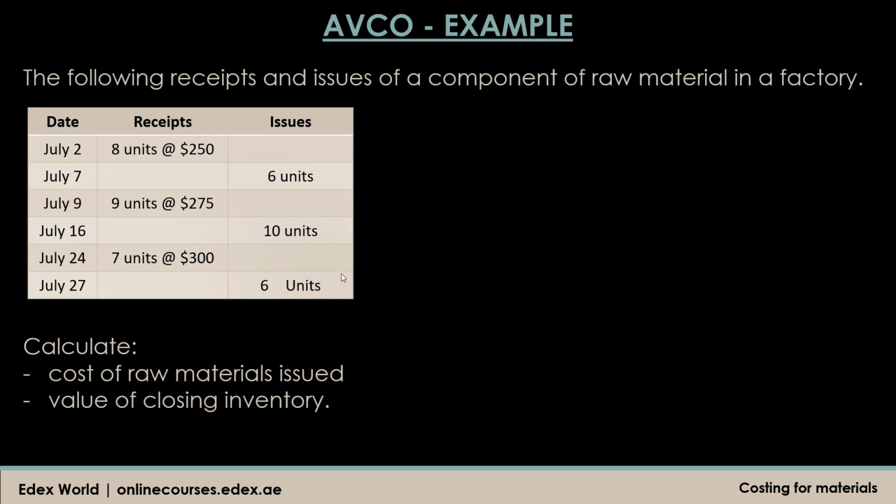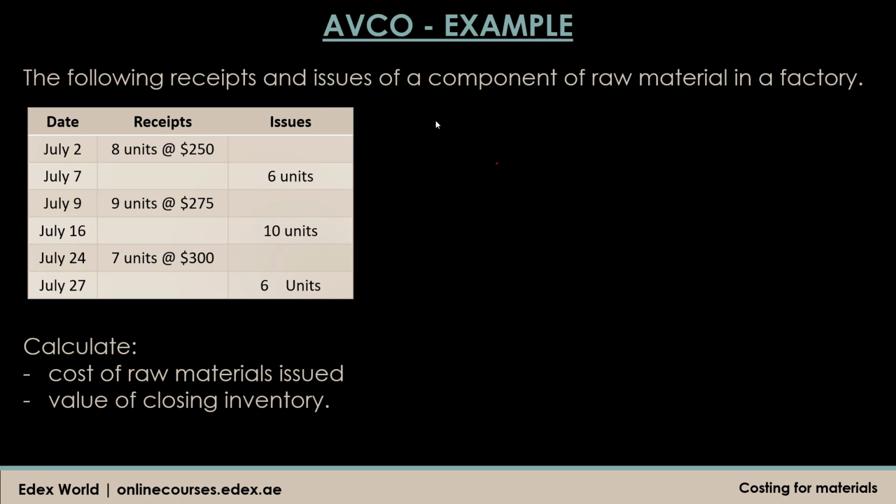The same example now we will be solving using the average cost method. So in the AVCO method, or the average cost method, we clearly cannot always state that the materials that have been issued are from a specific batch of items. So what we do is we try to calculate the average cost of all the items received during the period and then just apply that rate onto the materials issued and the closing inventory. So this way we are just averaging out the cost.